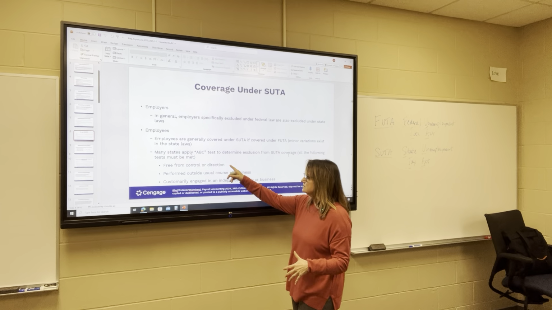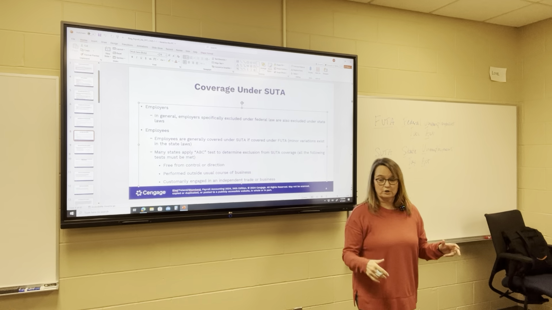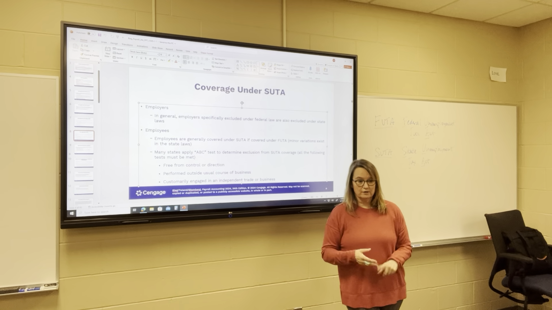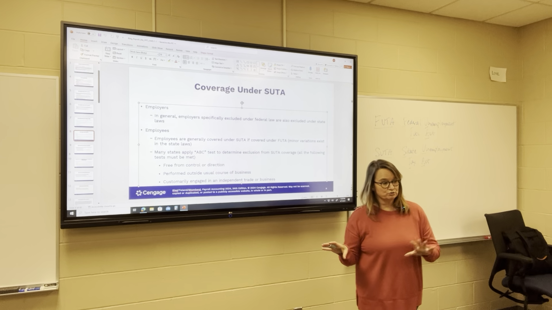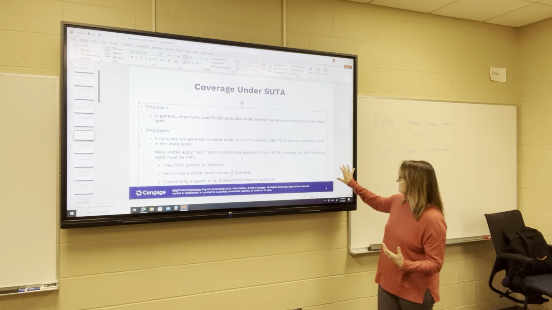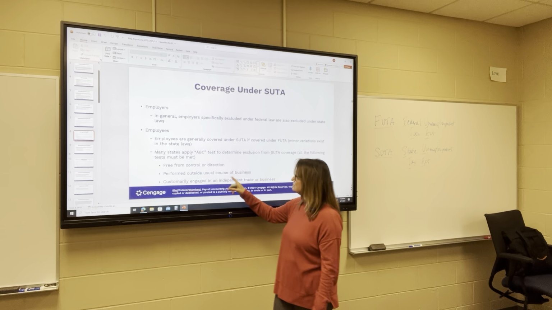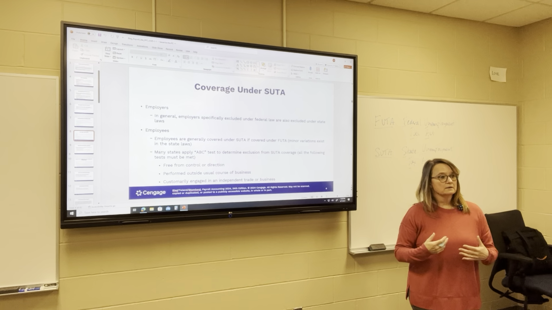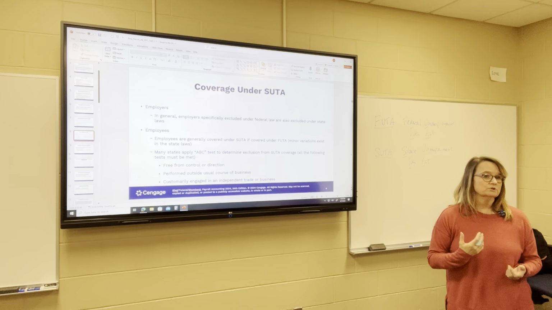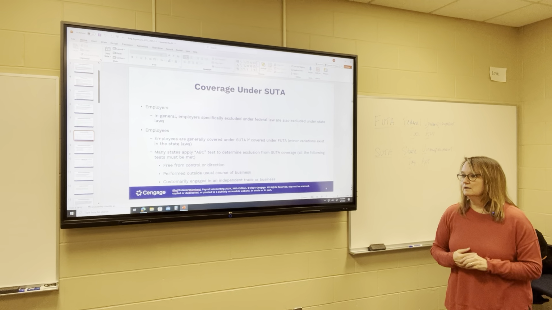So one is that the work has to be free from control or direction. The worker is doing it however they want to do it, whenever they want to do it. There's no control. So we kind of think of independent contractors when we think of that usually. The second is that the jobs are performed outside the usual course of business, so it's not part of the usual. Let's try and think of an example here.